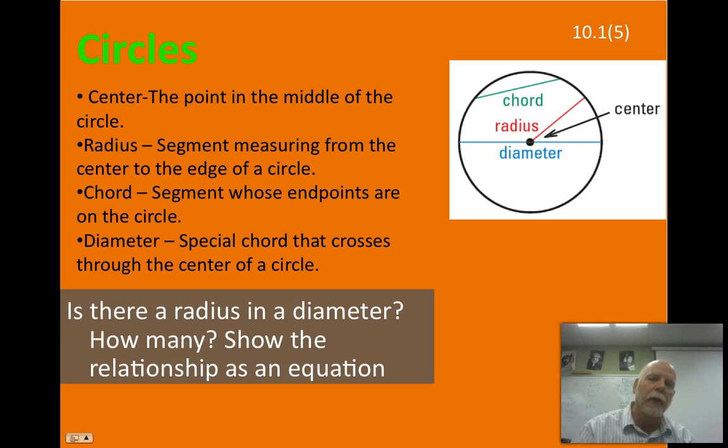Radii is the plural of radius. We don't say radiuses. So if there are 2 radii put together across a circle, that creates a diameter. So yes, there is a radius in a diameter. There's 2 of them, and the relationship would be 2 times the radius gives you the diameter. All right? So those are some of the basic definitions for basic vocabulary that we need throughout the rest of this chapter. So you definitely need to know what those terms mean.